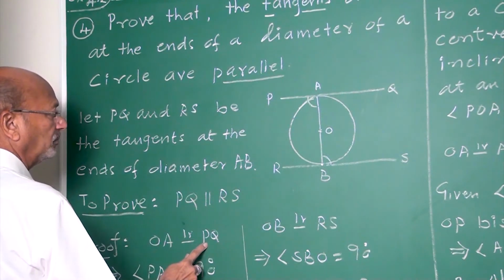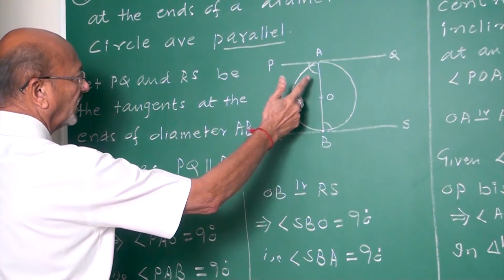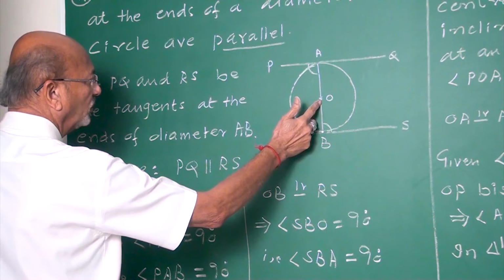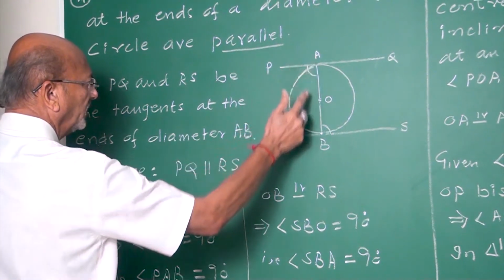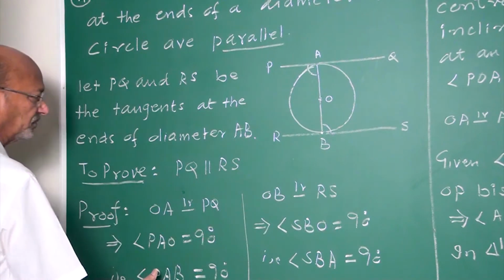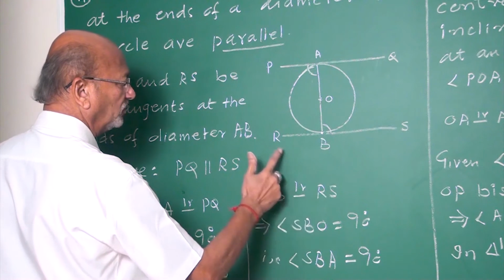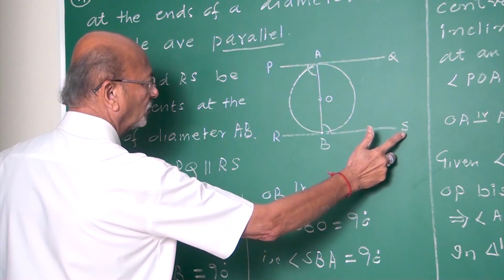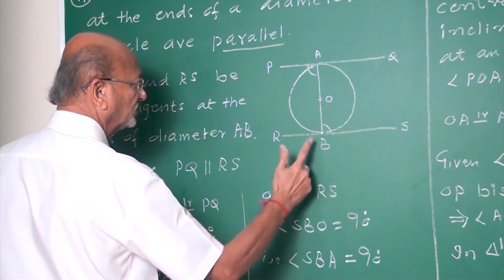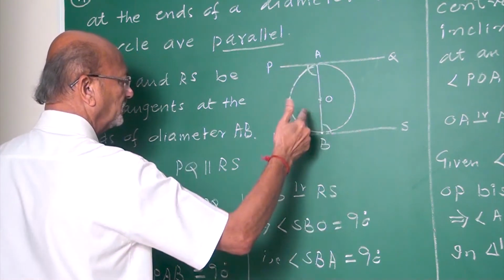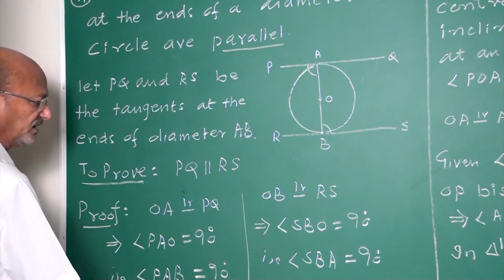OA is perpendicular to PQ, fine, theorem number 1. Then angle PAO is 90 degrees. Extend that O to this side. PAB is 90 degrees. Second, OB is perpendicular to RS. Therefore, angle SBO is 90 degrees. Continue up to this because it is on the same line. Angle SBA is 90 degrees. Therefore, both are equal to 90 degrees.